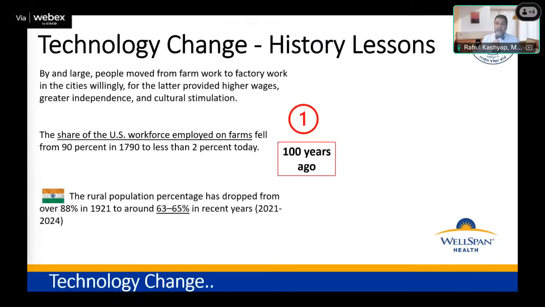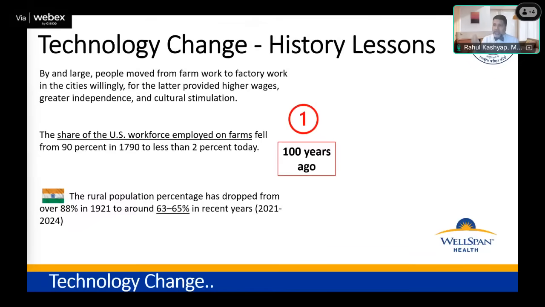The technology change: what are the lessons from history? Everybody is right now at the edge thinking, oh my gosh, AI is coming in and is going to take our jobs. So I would like to tell you what has happened in the last many years. Let's go back 100, 150 years ago, when the biggest technology change happened, when we as humans moved from farming-based communities into industry-specific work. It happened 150 years ago in America, around 100 years ago in India.